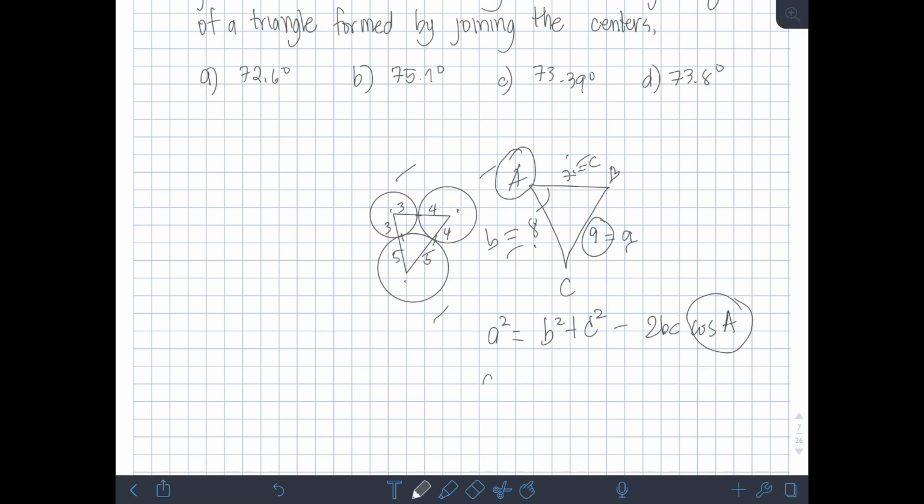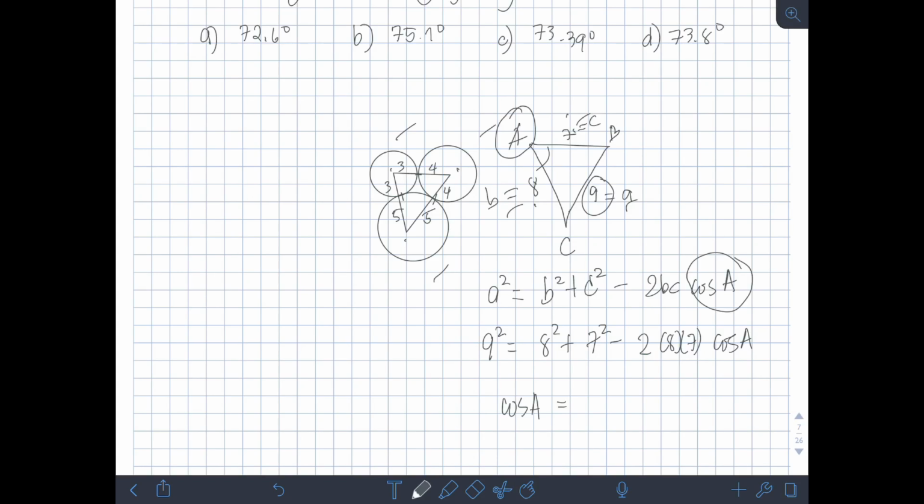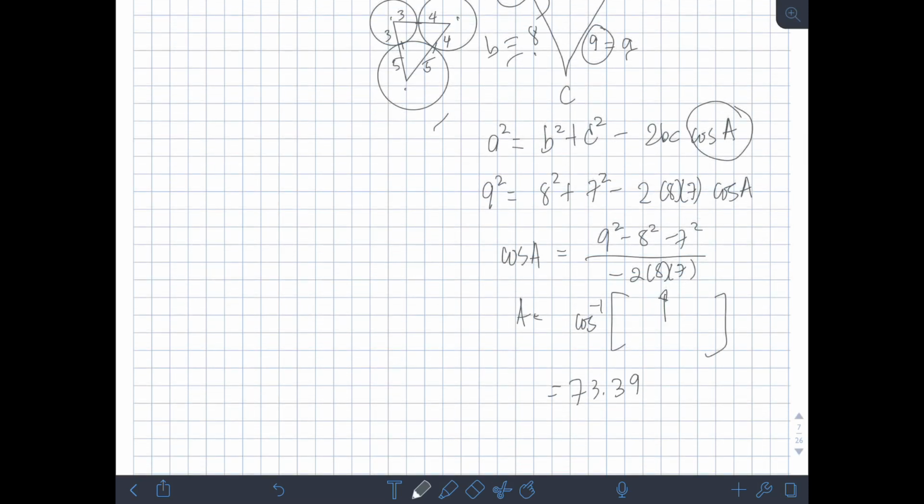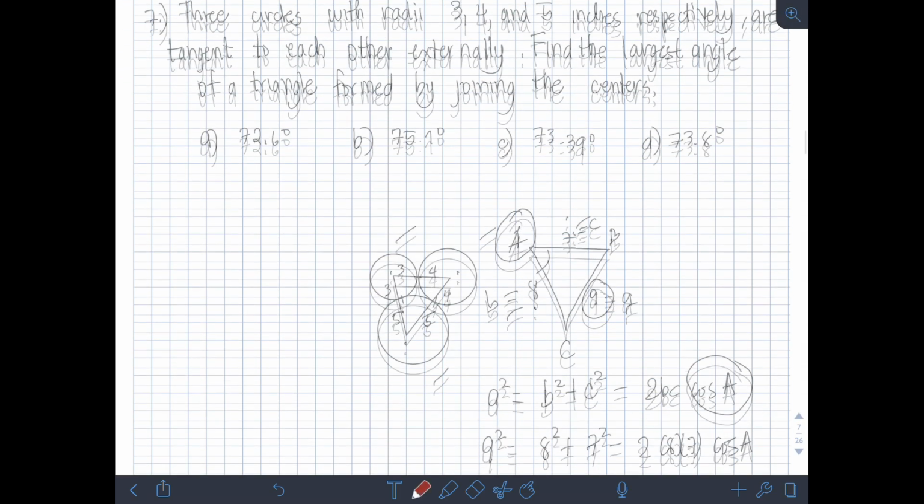So, A squared, 9 squared, is equal to B, 8 squared, plus C, 7 squared, minus 2BC, which is 8 times 7, cos A. Okay, so we can solve for cos A: 9 squared minus 8 squared minus 7 squared over negative 2 times 8 times 7. Then A is equal to the inverse cosine of this value. Let's solve it on the calculator. Shift cos of 9 squared minus 8 squared minus 7 squared over negative 2 times 8 times 7 is 73.398 degrees. So, the answer is letter C.